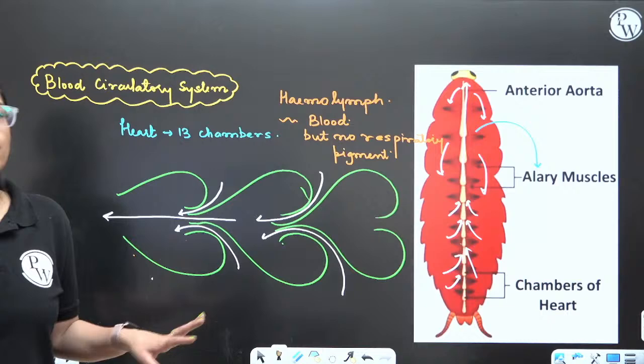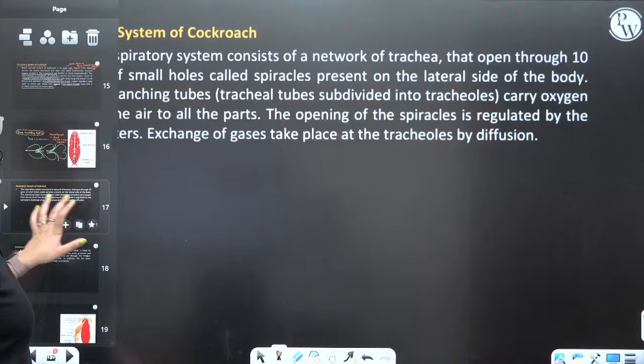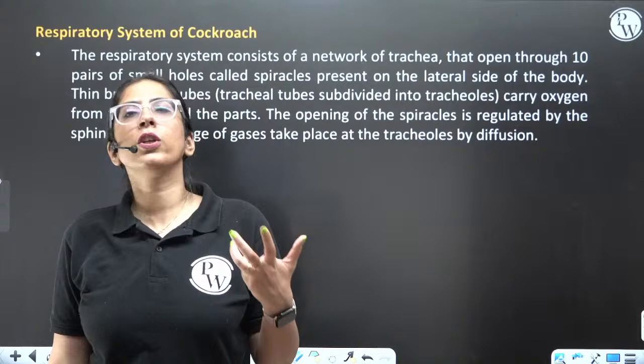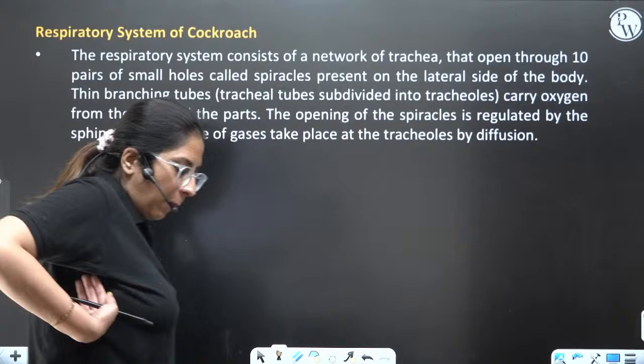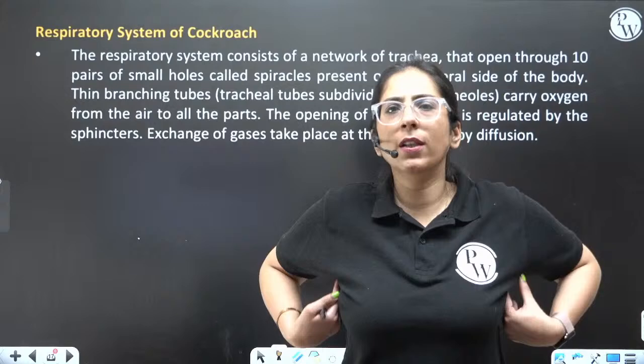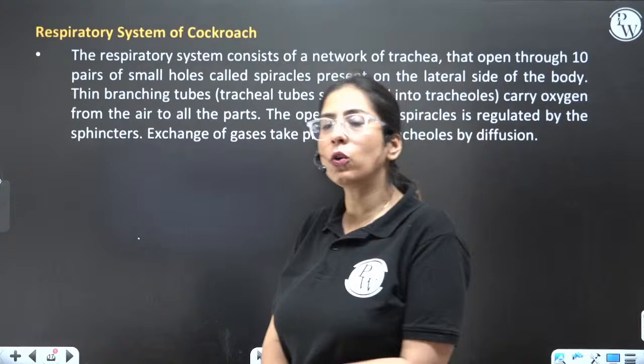Now moving on to the next, the respiratory system. As I have discussed with you, they do not have a respiratory pigment. So how do they respire? They respire because they have an open circulatory system. And another thing is, if you look at their body on the lateral side, small holes are present, and these small holes are termed spiracles. Through the spiracles, the oxygen, the gases, enter into the body.